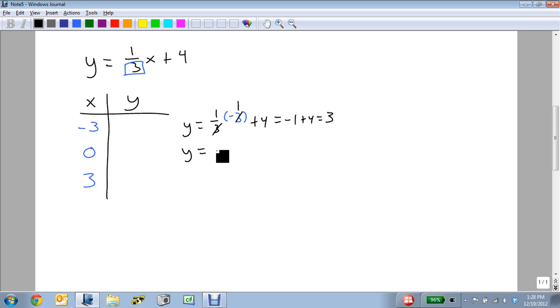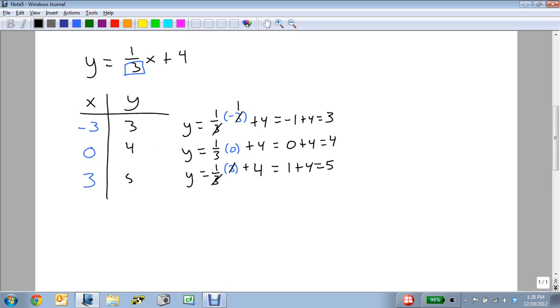Okay, when we do it with the 0, we get 1/3 times 0 plus 4, which is 0 plus 4, which is 4. Finally, we get 1/3 times 3 plus 4, which is 1 plus 4, because the 3's divide out, which is 5. So I get the following points. Minus 3, 3; 0, 4; and 3, 5.